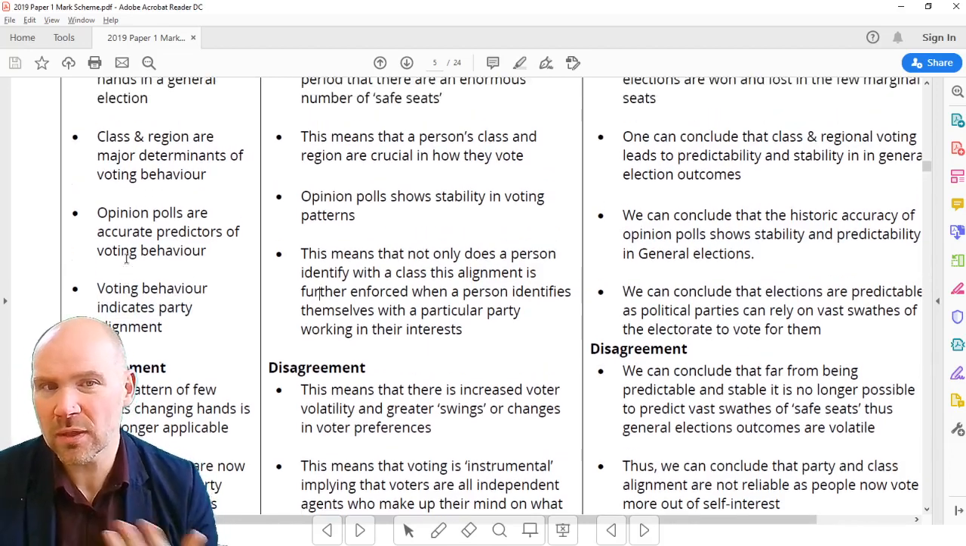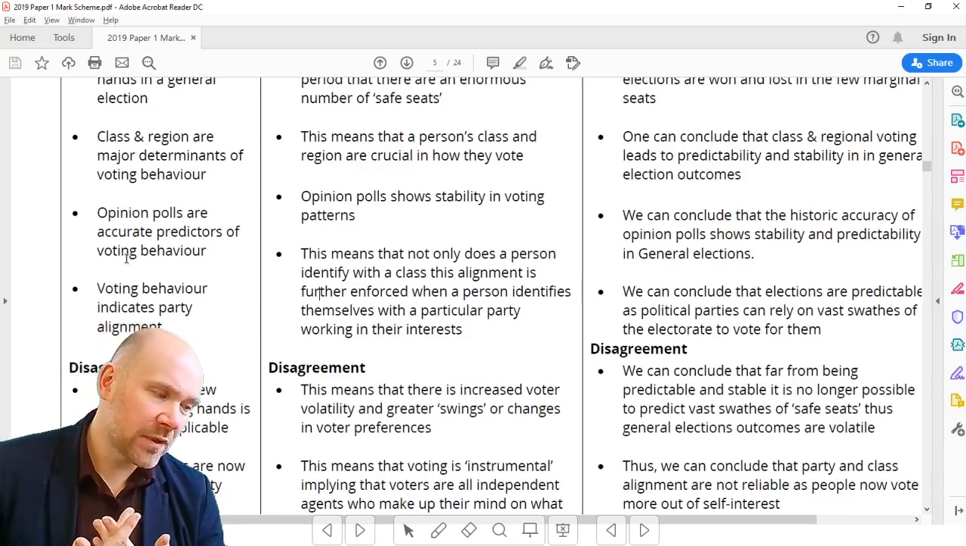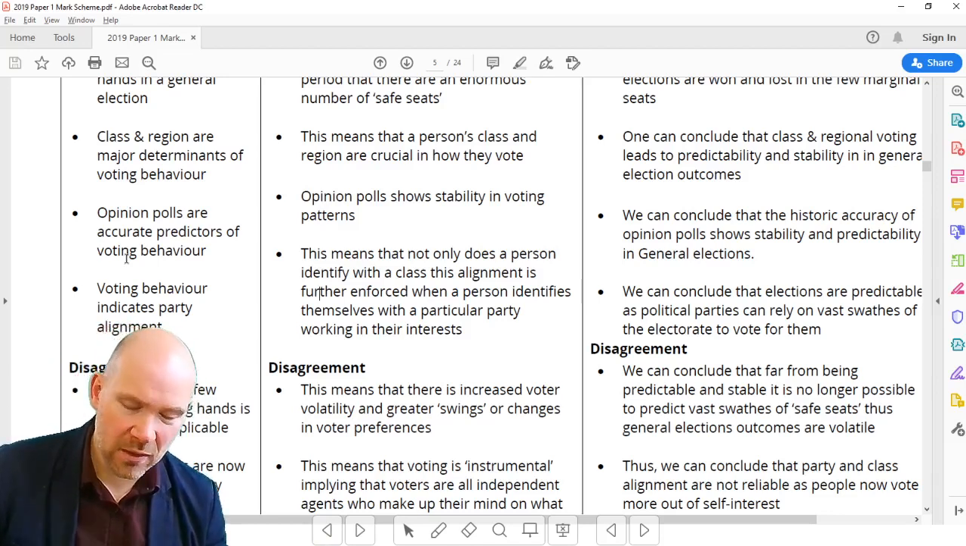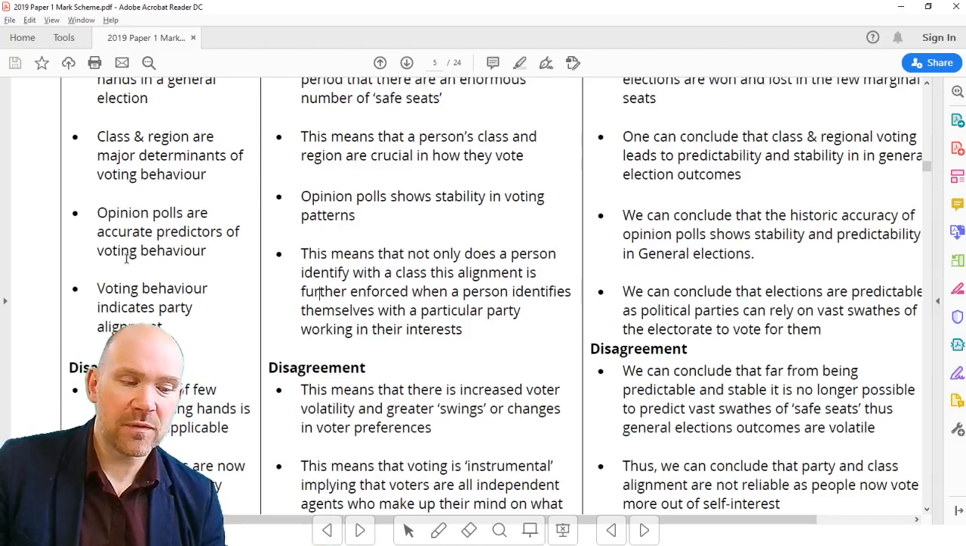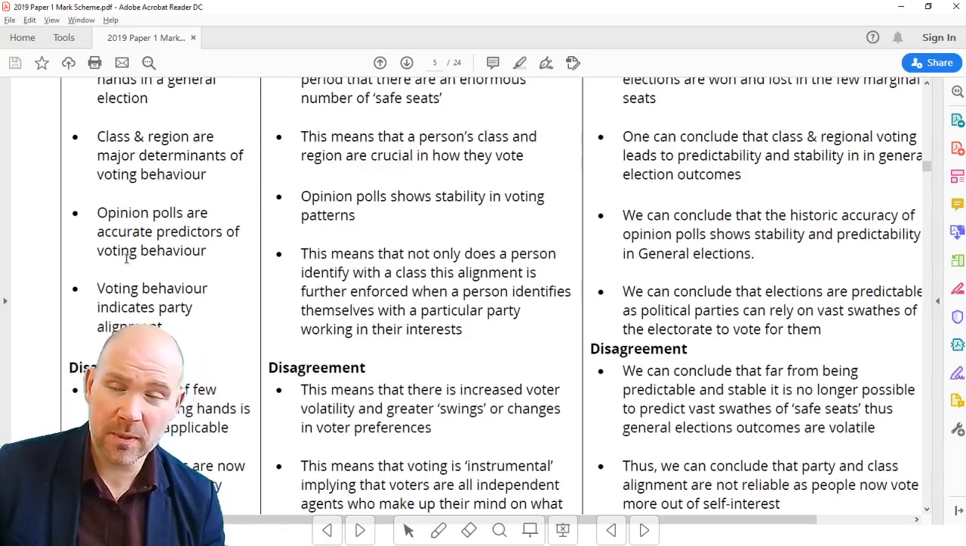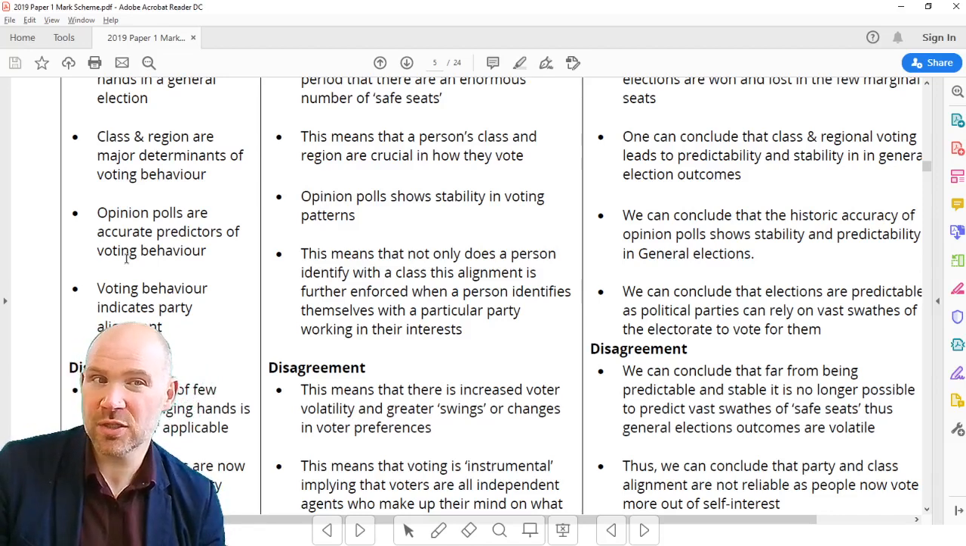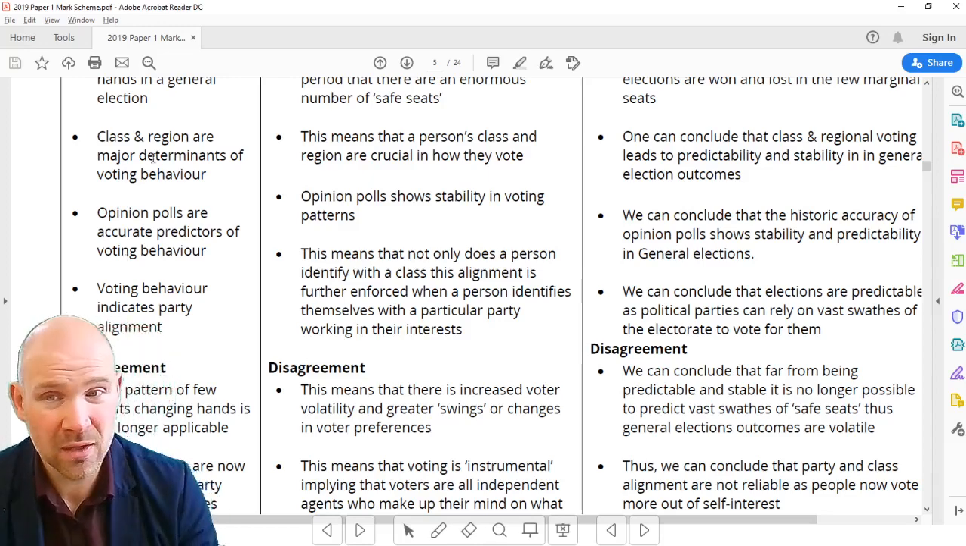I mean, if I was writing this essay, I'd be saying they are no longer predictable in that, because class alignment has broken down, partisan alignment has broken down. You've now got people voting more on issues like Brexit rather than class and the economy and things like that. People are voting these days over different issues in different ways. Yes, the whole safe seat thing is still a major issue. That's perhaps your killer argument going the other way.